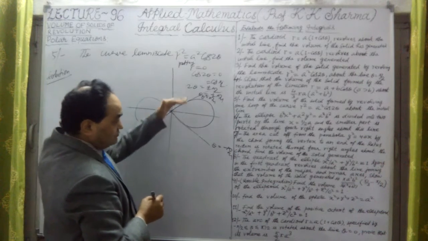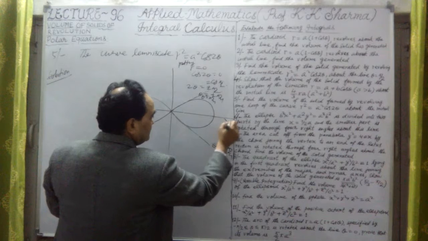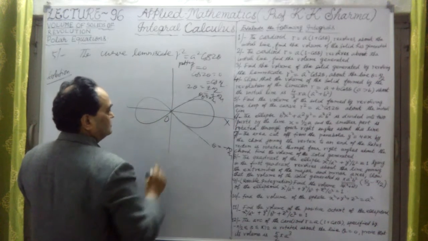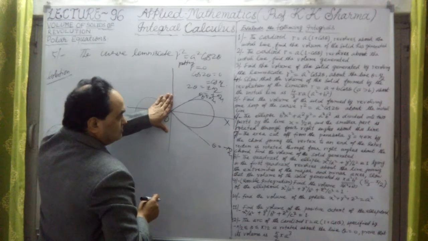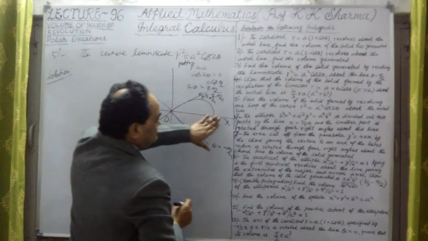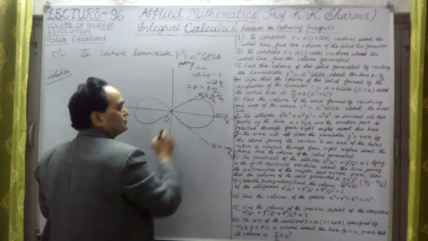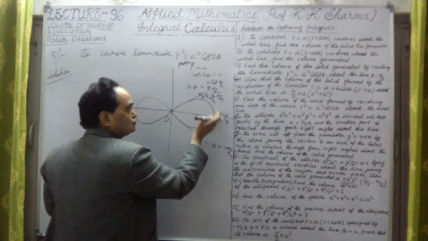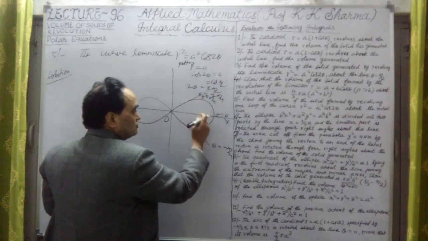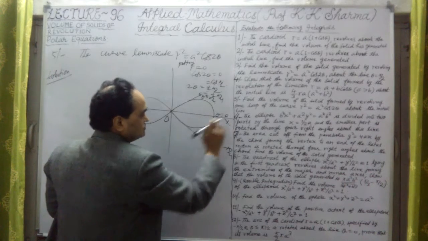Only one loop is revolved around the initial line. In this case, this is the initial line. Okay, the other loop is not taken. The limits will be 0 to, here theta is 0, here theta is pi by 4. The limits are 0 to pi by 4. Only this one loop is revolved around the initial line.